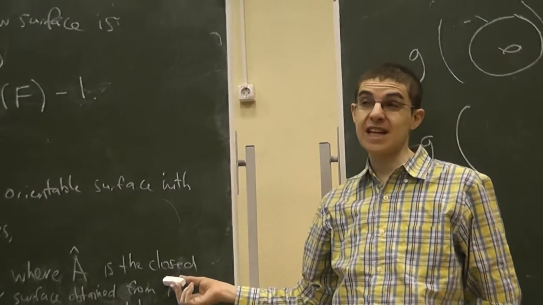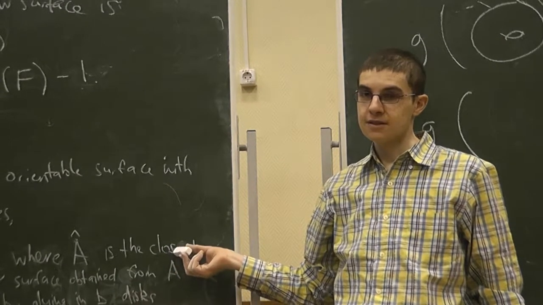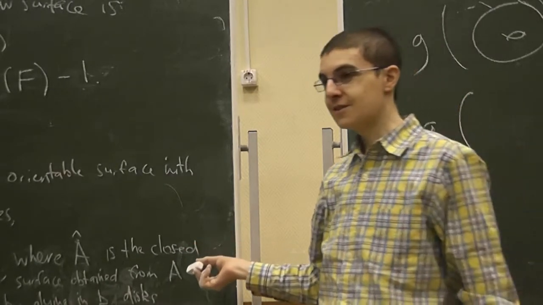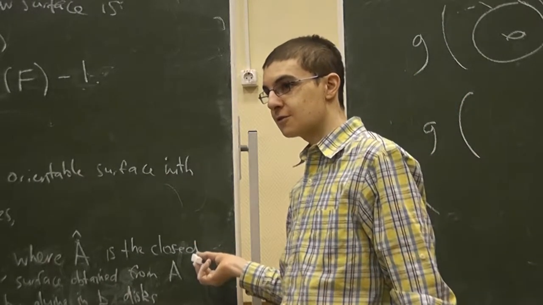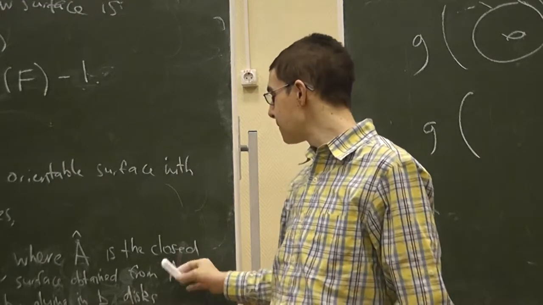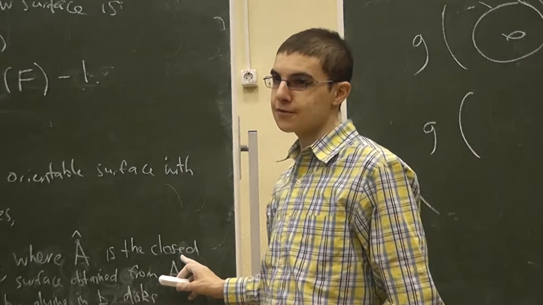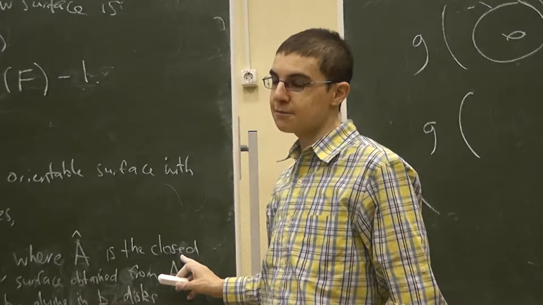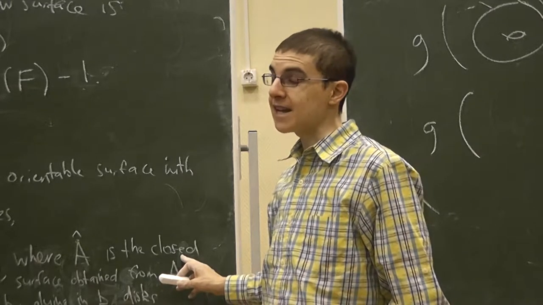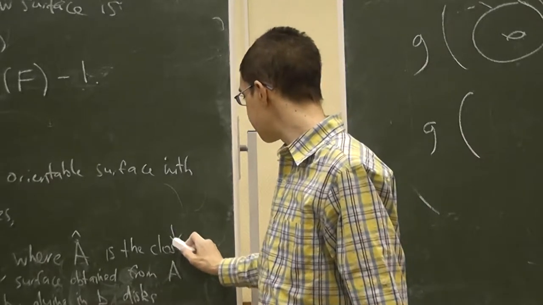Okay, so can someone give me an example of a closed surface? Sphere. Good. Another one? Klein bottle. Good. Okay. And now is a Möbius strip a closed surface? No. Is a projective plane a closed surface? And is an annulus a closed surface? Okay, good.